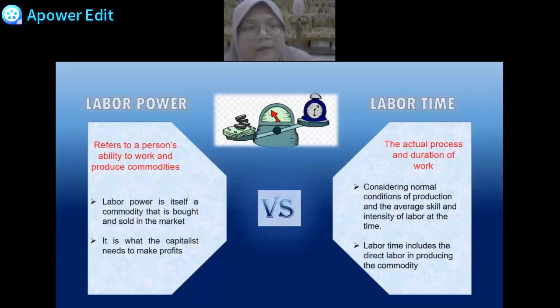Labor power versus labor time. So what is labor power? Labor power refers to a person's ability to work and produce commodities. Labor power is itself a commodity that is bought and sold in the market. It is what the capitalist needs to make profits. Labor time is the actual process and duration of work, considering normal conditions of production and the average skill and intensity of labor at the time. Labor time includes the direct labor in producing the commodity.